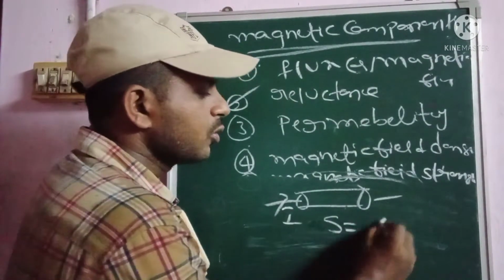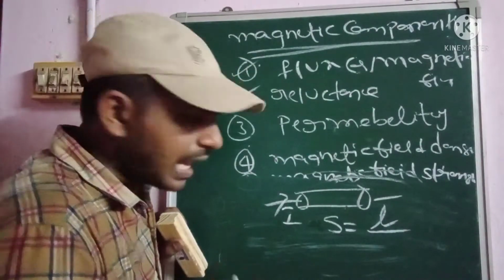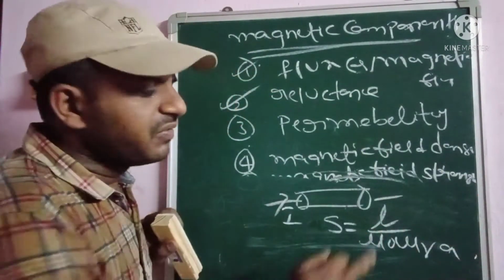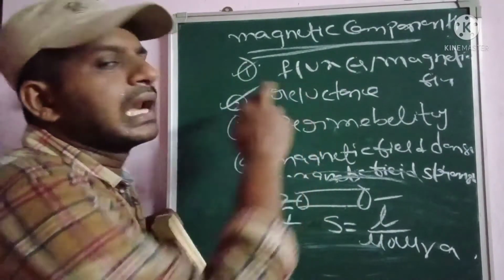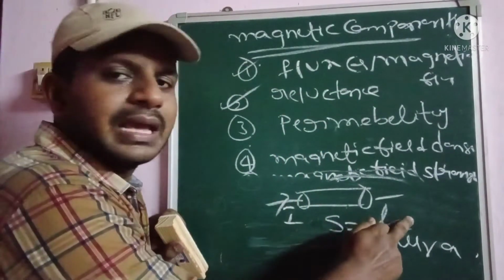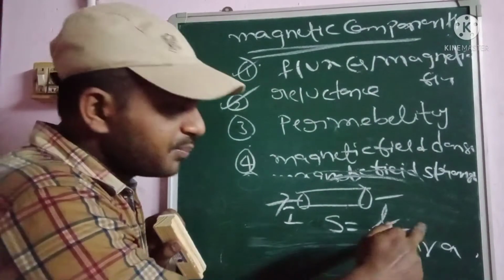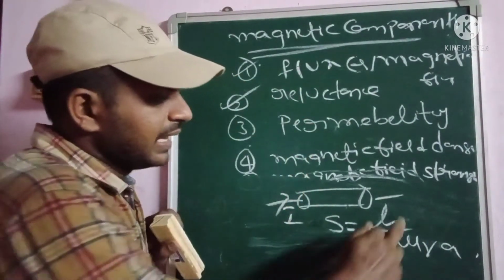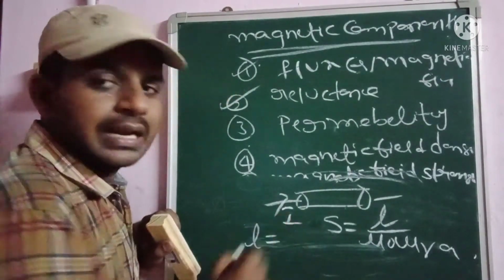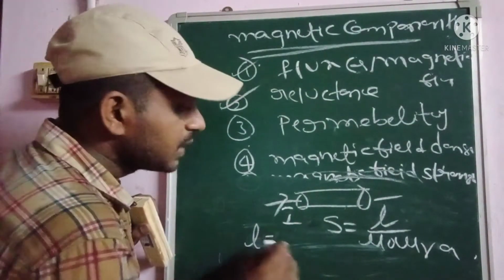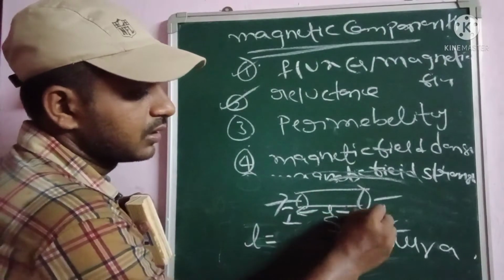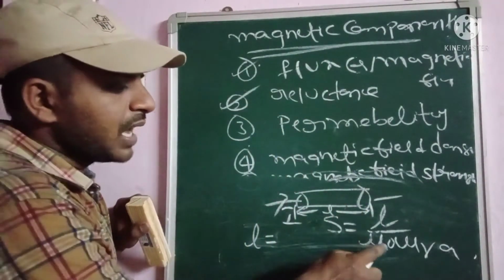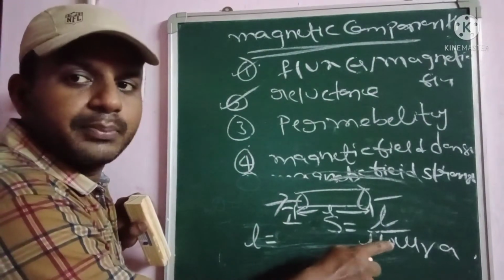Here S is equal to L by mu naught into mu r into A, which is a very important formula for the reluctance. Here S means reluctance, and L is the total length of the conductor. As well as mu naught is also there.